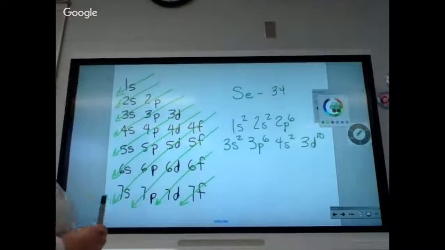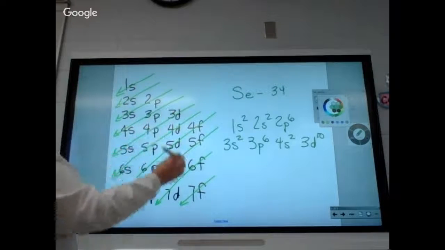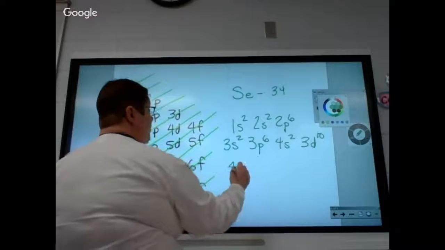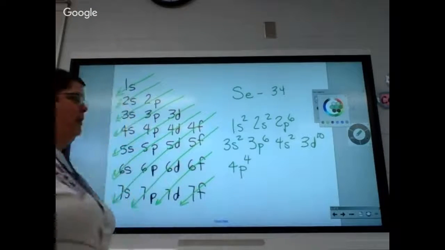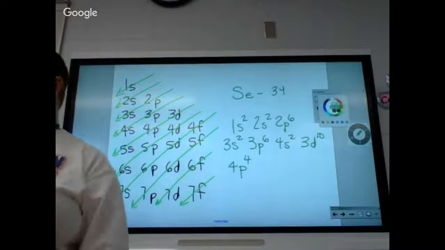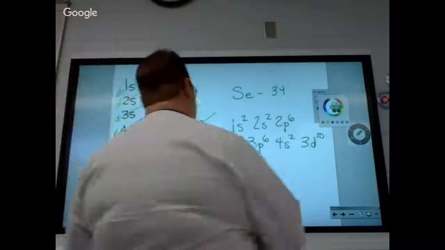So we're almost there. So after 3d is what? 4p. Now if we're at 30, 4p only needs how many? Only needs 4. Questions? You got it? Fabulous.